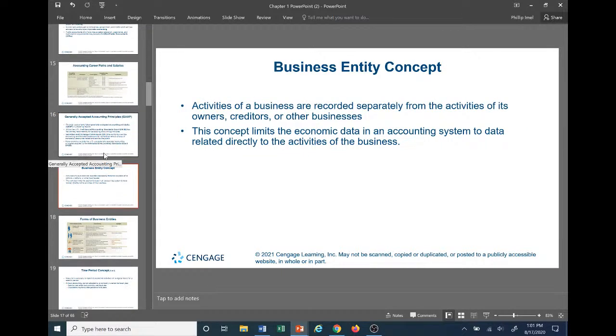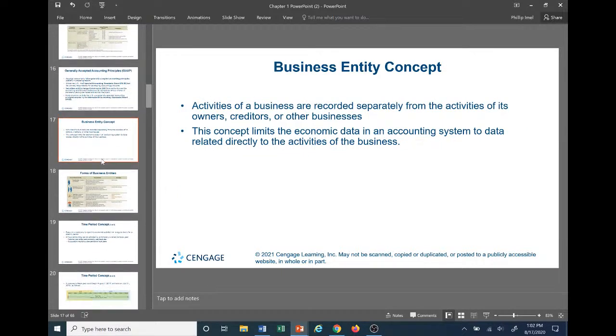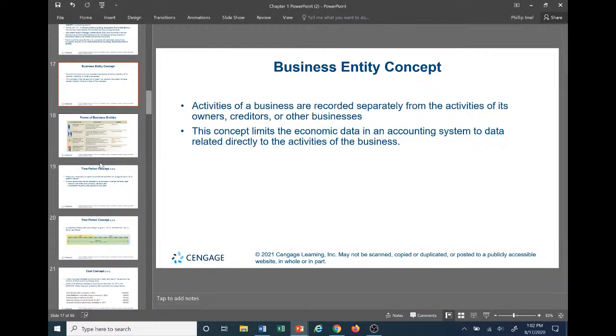What is the business entity concept? The activities of a business are going to be recorded separately from the activities of its owners, creditors, or other businesses. Pretty much this concept is going to limit the economic data in an accounting system to only the data that relates directly to the activities of the business. So what they're saying with the business entity concept is that it's its own individual.